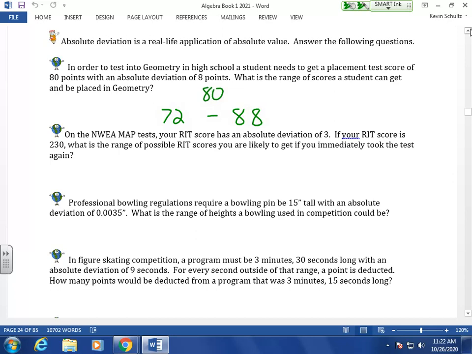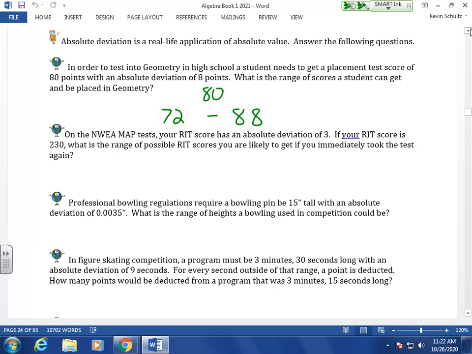Your range of geometry scores would be 72 to 88. At 72, it's going to be more of a challenge for you, on the lower end. At 88, a little bit easier on the higher end. And if you're outside of this range, if you're below 72, then geometry probably isn't the right class. If you're above 88, then maybe we're looking at honors or algebra 2 or something like that. But for the geometry class, this would be the range of scores that they would be looking for.